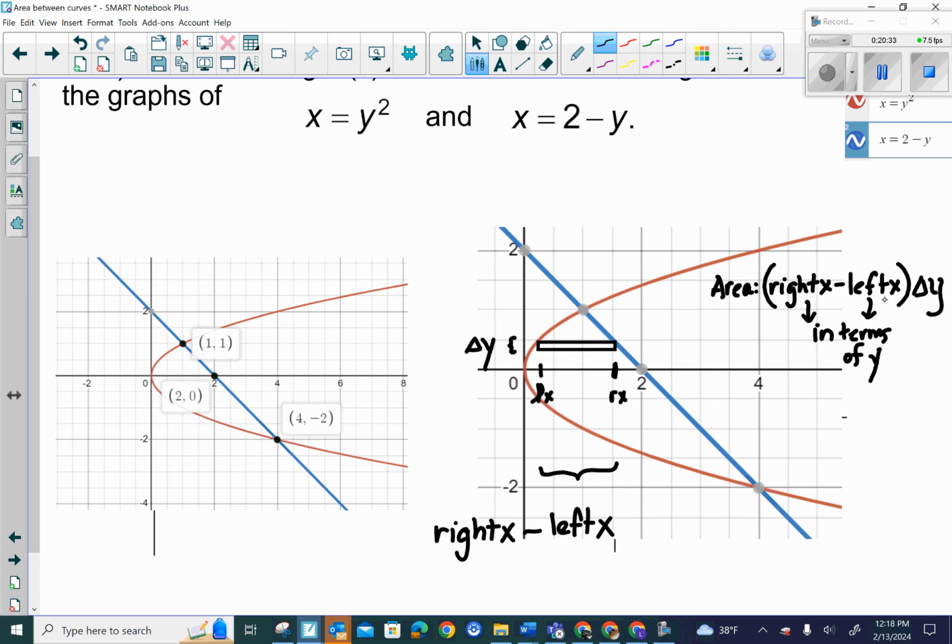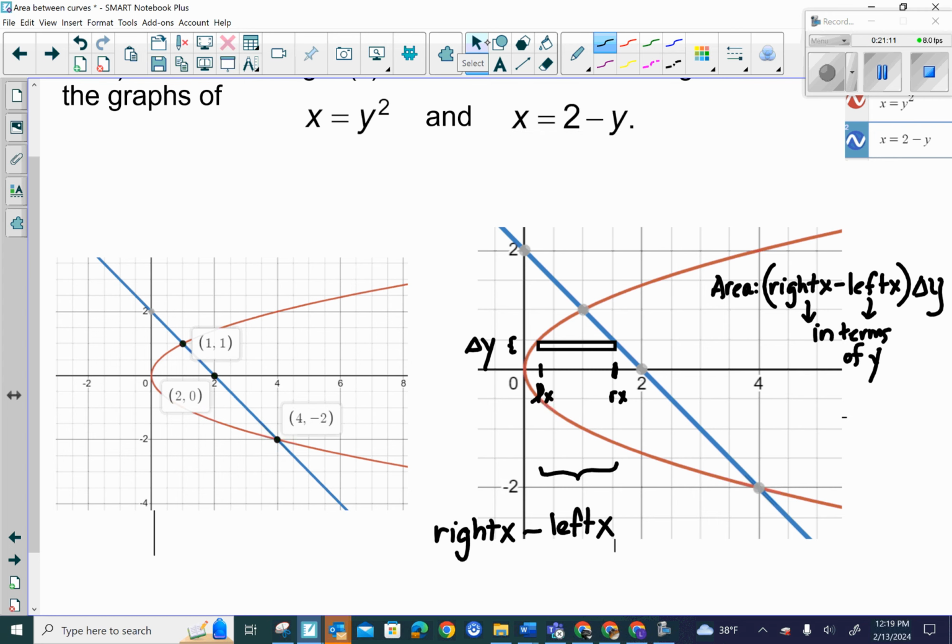Okay, so the right x here is the line. It's this one right here, which I know y is 2 minus x. The left x is going to be, no, I need them in terms of y. That's right, I need them in terms of y, so I'm good. I think we can leave them that way. Sorry about that. I was back to thinking the other problem.